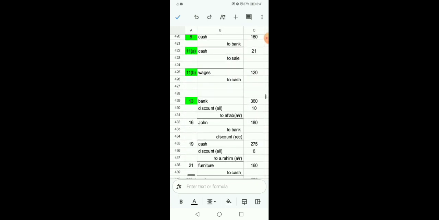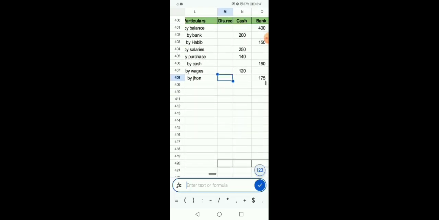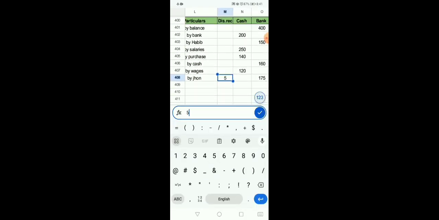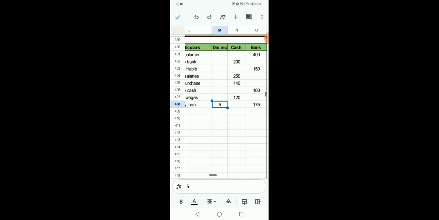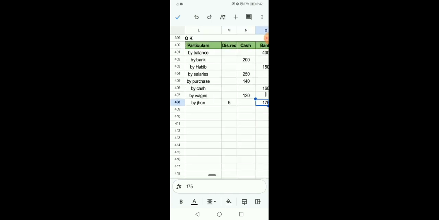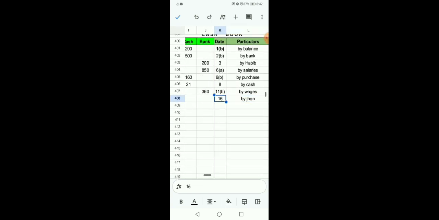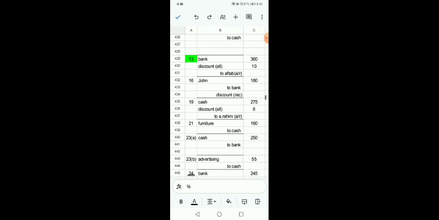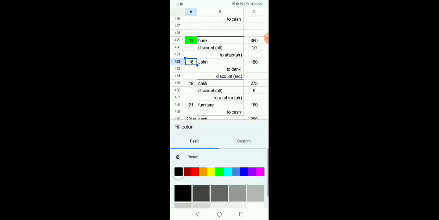How much is its amount? That is 5 rupees. Write down 5 in the discount column. In the same row where you have already written bank's amount 175, the same row you are using, because the discount's and bank's reference is the same, "by John", and the date is the same, 16. So you have used the same line. Bank and discount needed to be posted, and both have been posted. The 16th entry is completed. Mark it as it has been done.